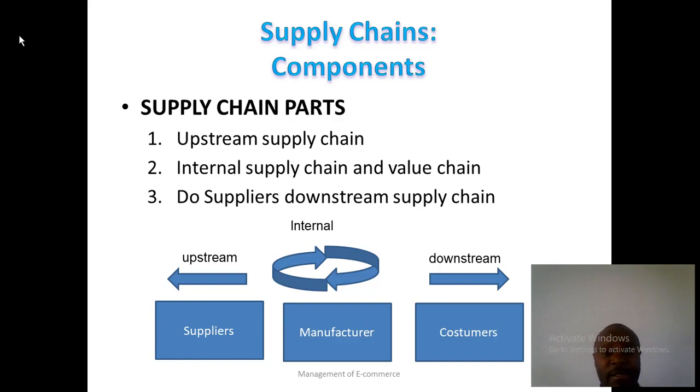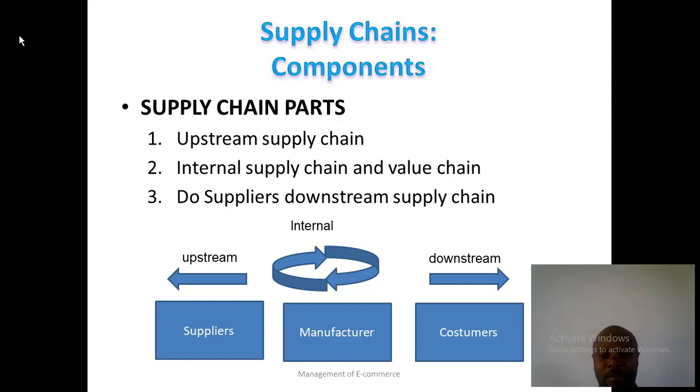Upstream supply chain, that is activities which happen before manufacturing. Then internal supply chain, we are talking of activities which are done during manufacturing. Downstream supply chain, we are looking at activities which are done after manufacturing.